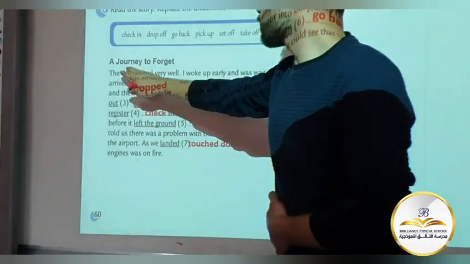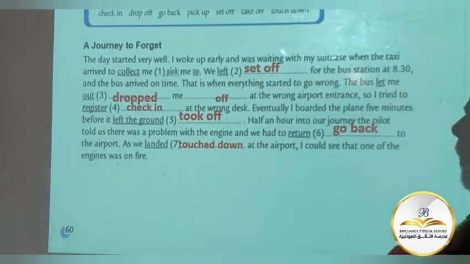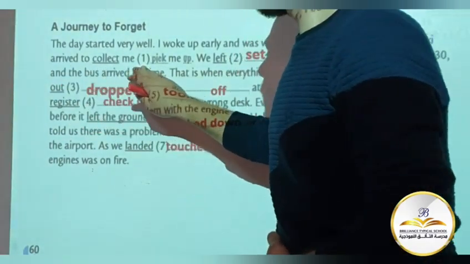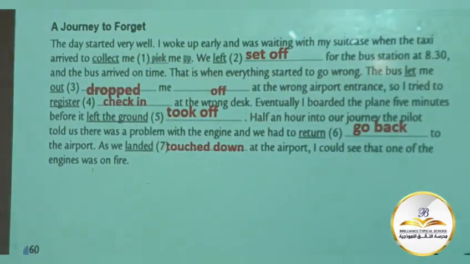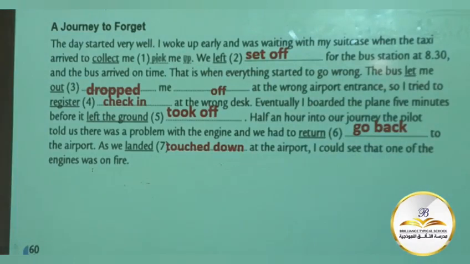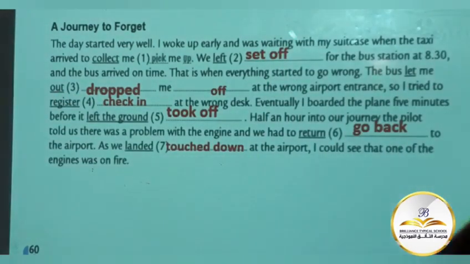A journey to forget. The day started very well. I woke up early and was sitting with my suitcase when the taxi arrived to collect me. So to collect or pick me up, I'm gonna say. We left. Which one I'm going to choose? Set off for the bus station at 8:30. And the bus arrived on time. That is when everything started to go wrong. The bus let me out. What is the meaning of let me out? It means dropped me off at the wrong airport entrance.